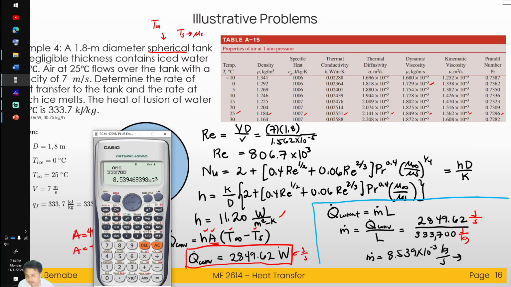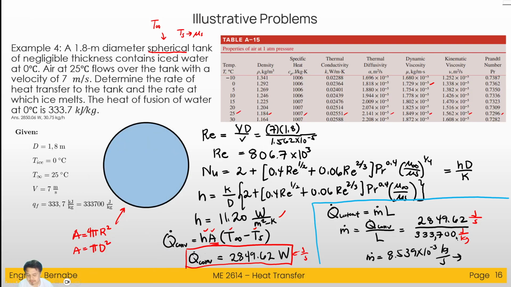So we can convert this into per hour by multiplying 3,600, no? So you have 30.74. So either way, no, if the unit is not really explicitly asked for, you can have an answer in kilogram per second or kilogram per hour. But I believe the answer key is in kilogram per hour because the value in kilogram per second is very small. Yeah. Okay. So that's it. Thank you guys for listening.